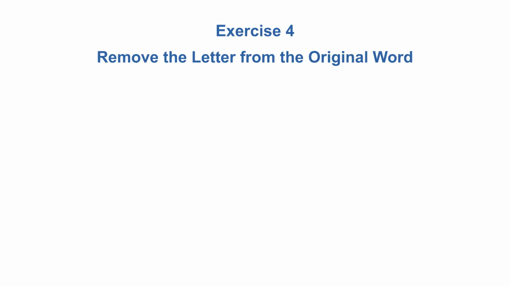The comment for step 2 says to remove that letter from the original word. Unfortunately, there's no string method that removes a character from a given position. Instead, you'll have to write the code to remove that character yourself. Hint: use both versions of substring with the different number of parameters. Exercise 4. Remove the letter from the original word.